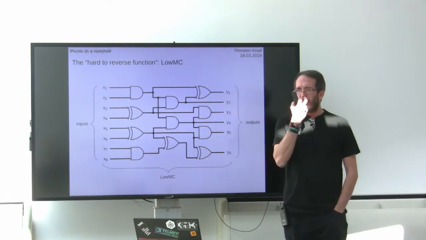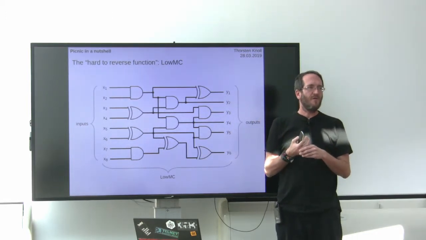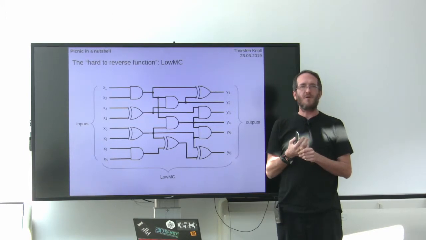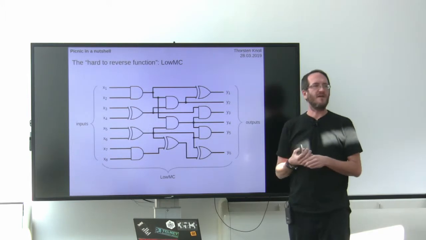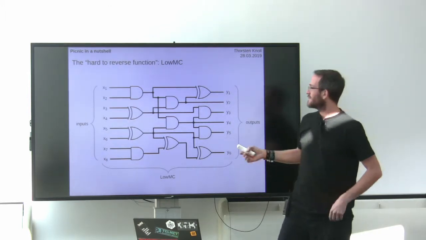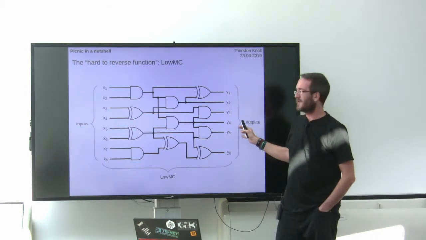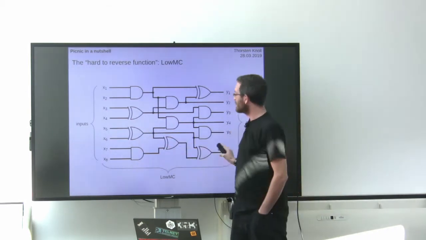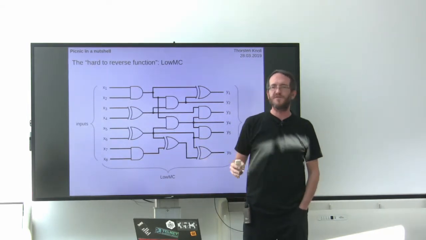That is another idea of what LowMC is. LowMC could be drawn as an electrical circuit. These are AND and XOR gates. And there is an input to it. There is an output of that circuit. And the whole thing is the LowMC function. We can take that as a hard-to-reverse function.